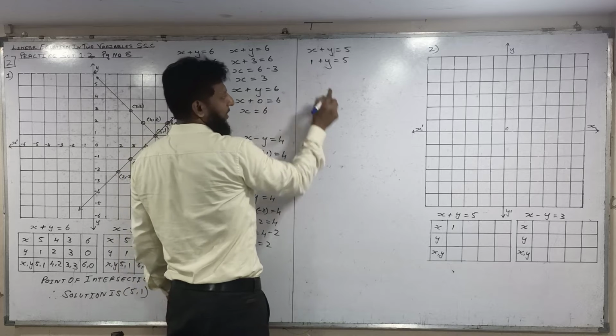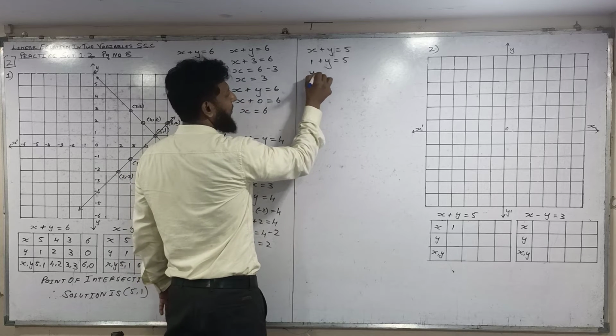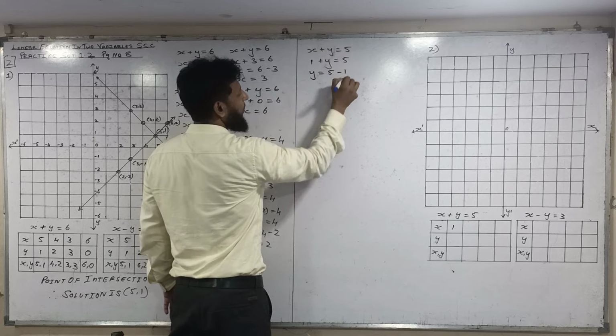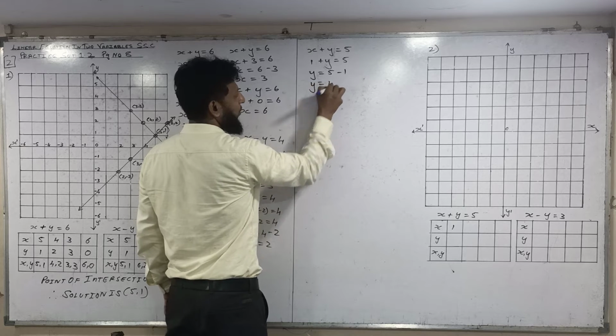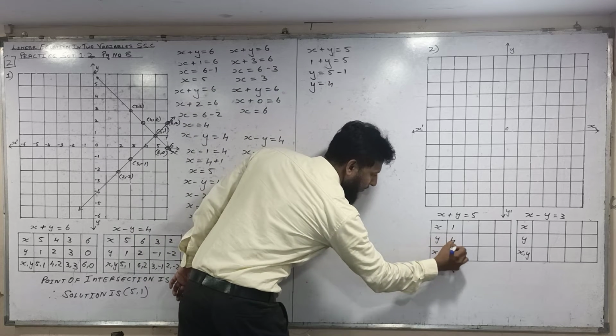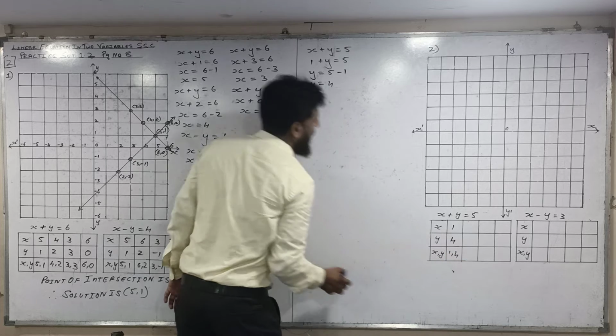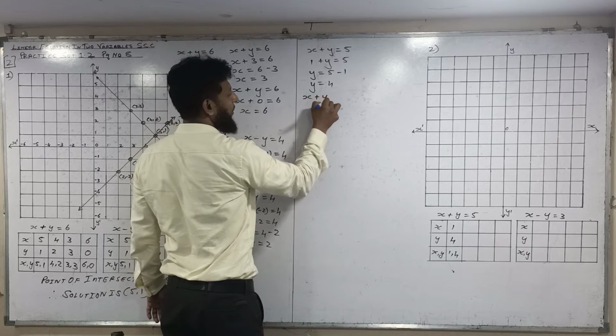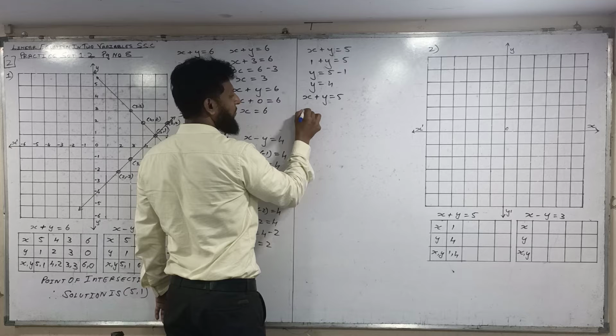So x value 1, then what is the y value? 1 will go there. 5 minus 1, y is equal to 4. So I get y value 4. 1 and 4. Again x plus y is equal to 5. Now x value 2.